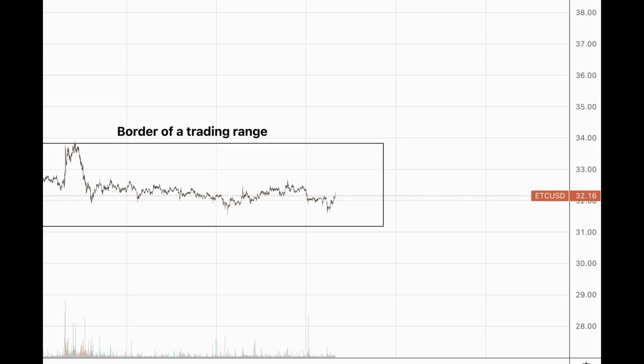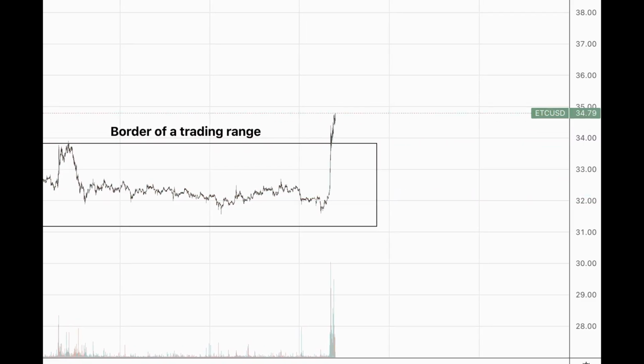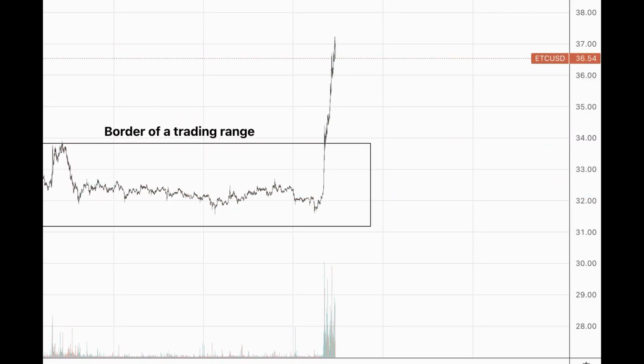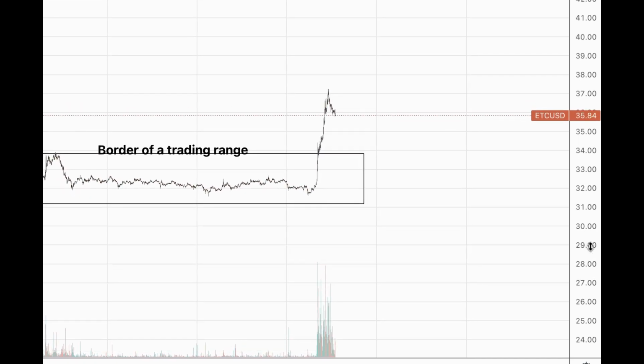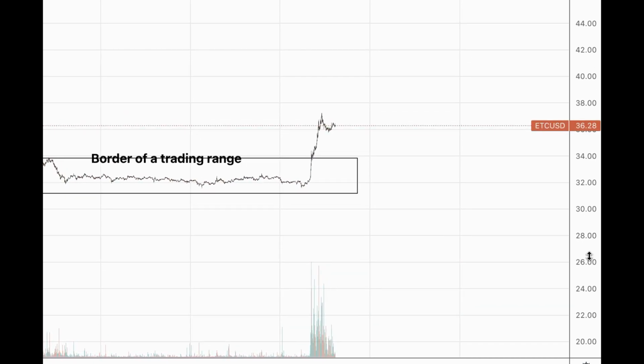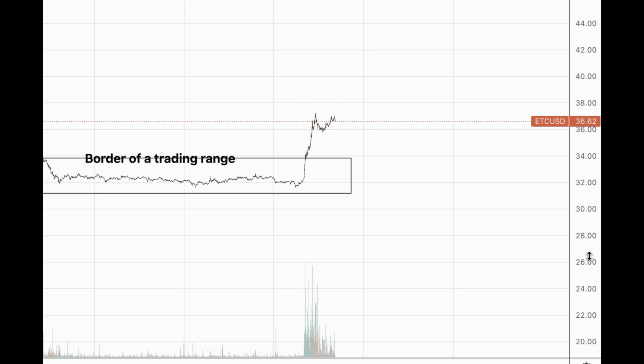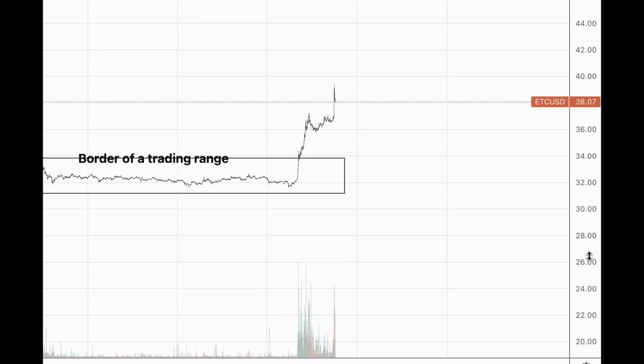The price was consolidating in a narrow trading range for maybe weeks, and then suddenly something happens and it comes closer to the border of the trading range, and the trader just takes the position, and if the trader is lucky enough, the price takes off and the trader already has the position which he or she can manage.